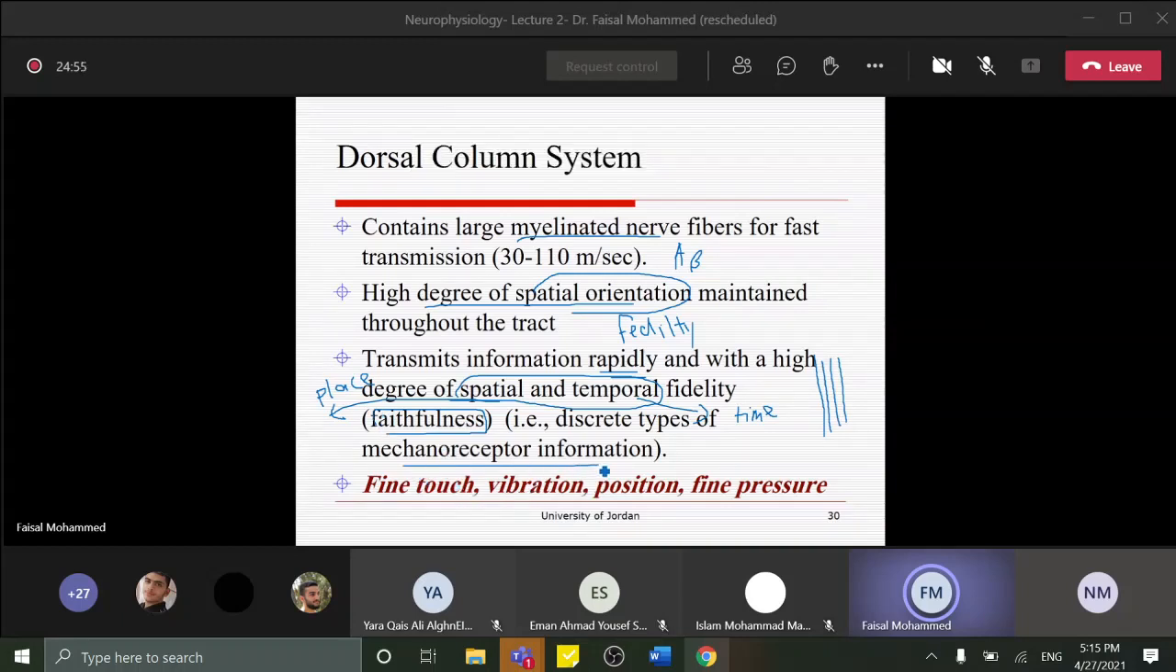Mechanoreceptive information. All of this information is mechanoreceptive: fine touch, fine pressure, vibration, position, proprioception. Stereognosis. Stereognosis depends on touch, so it is also mechanoreceptive. We said stereognosis is to know things by touching them, their forms or texture.